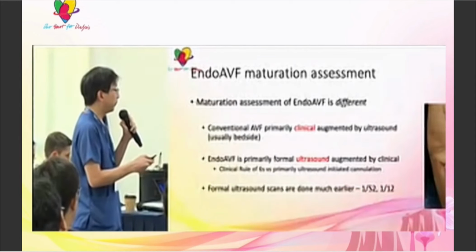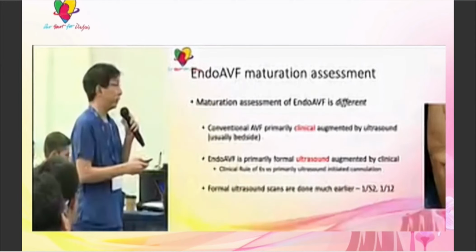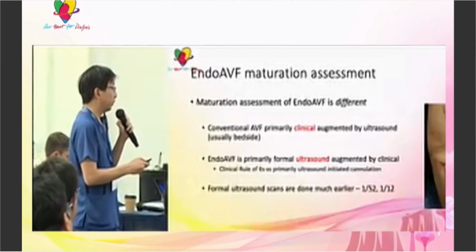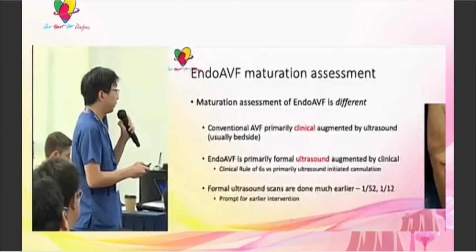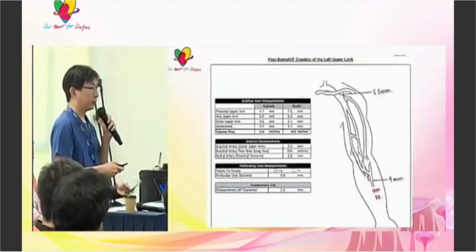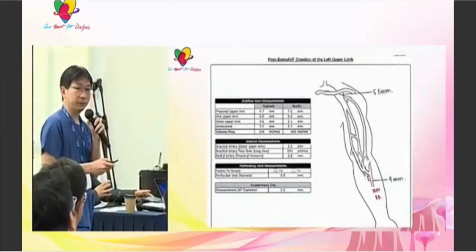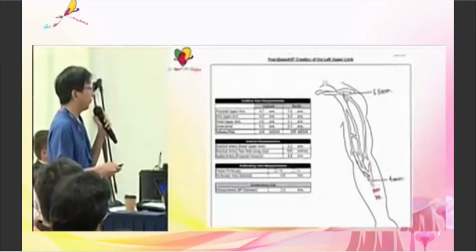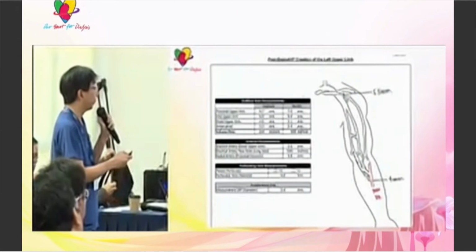The formal ultrasound scans are done much earlier, as we mentioned earlier, 1 week, and then at 1 month, so that you can do earlier intervention. And the flow rate that seems to be supported so far is more than 300 to 400. So you don't need 600 mils, if the scan looks like that when we assess it at 1 week and 1 month.